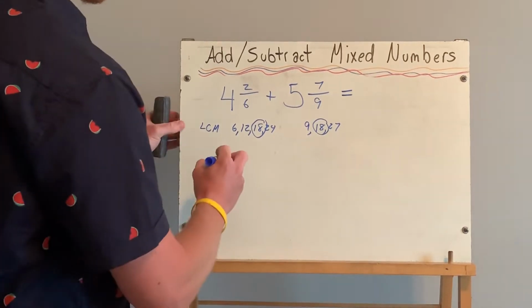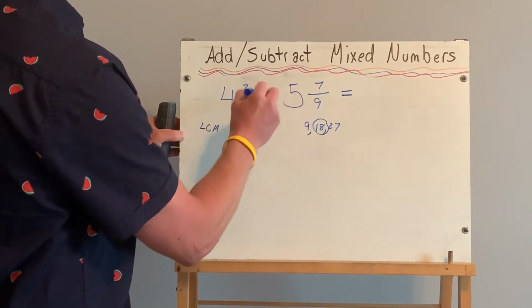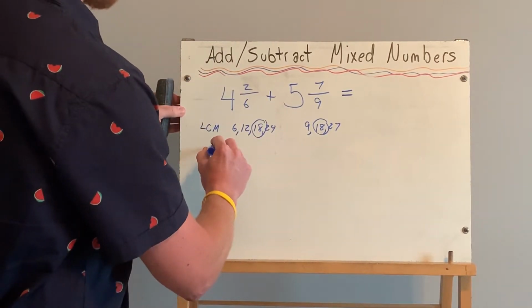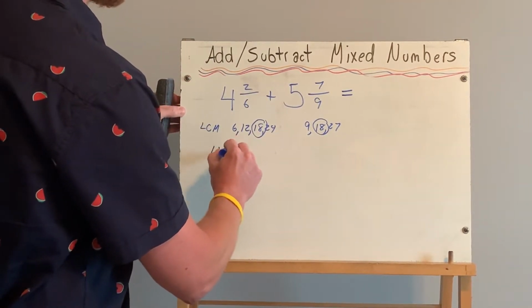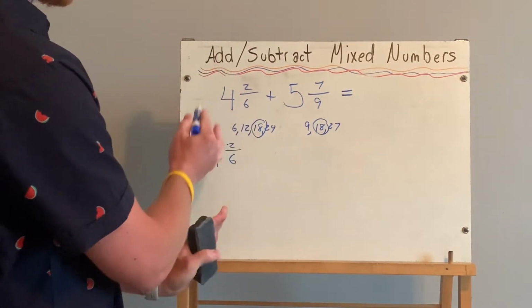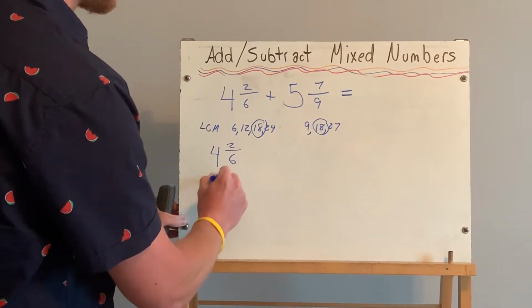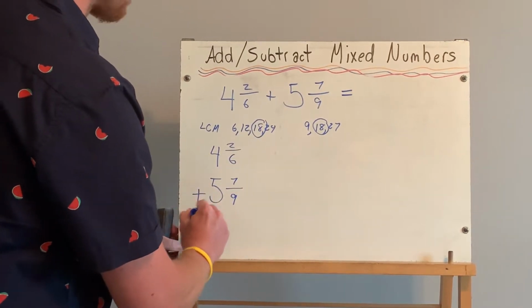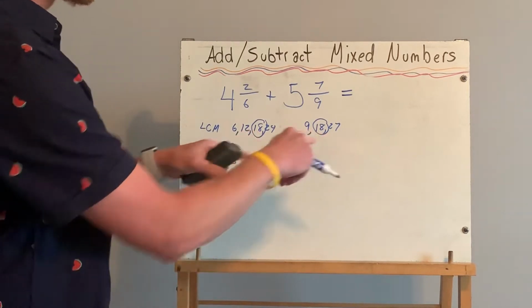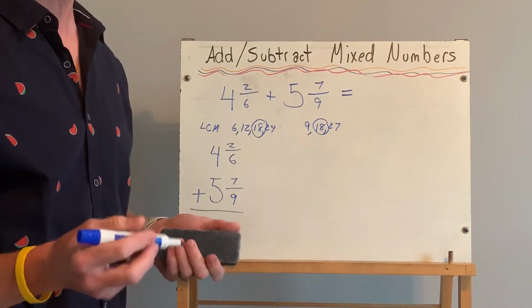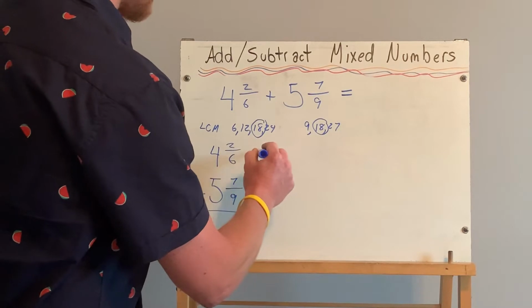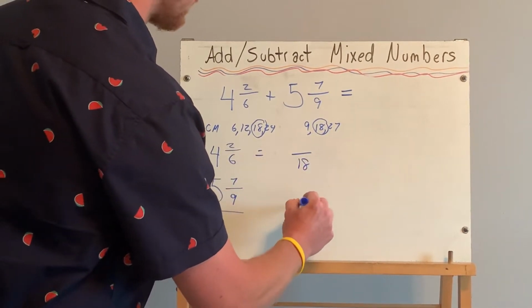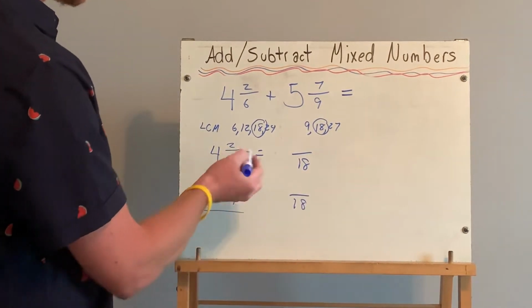So when we rewrite this equation, we are adding here, guys, so heads up on the operation. I'm going to rewrite my mixed number of 4 and 2/6. And I'm going to line them up on top of each other like we've been practicing. 5 and 7/9. Okay, and we are adding here. So heads up on that. And now we want to make common denominators. We want to make equivalent fractions with the same denominators. So I know my denominator is now 18 for both.